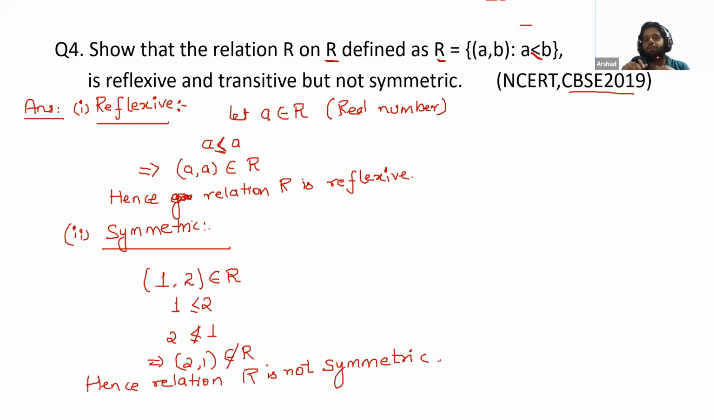If you need to prove that a relation is not symmetric, not reflexive, or not transitive, then just give an example.